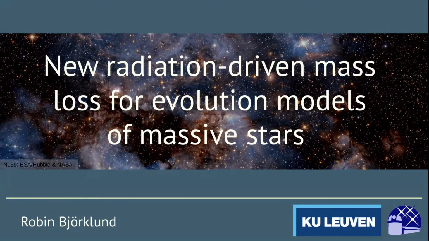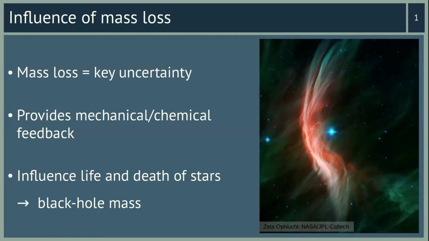So I want to iterate again on how mass loss can be important for massive stars. It's a key uncertainty in many evolutionary stages. And it's important in that it provides a chemical and mechanical feedback to the interstellar medium. But also, of course, it influences the life and the death of the star itself, with one concrete example that it affects the mass of the black hole after the star dies.